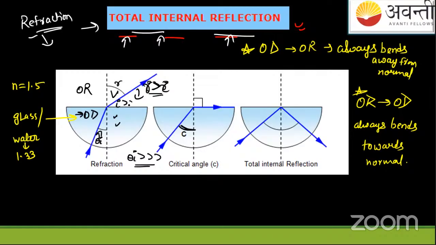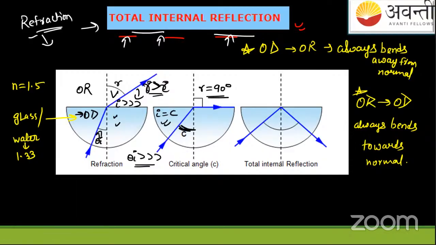So if I increase I, what's going to happen? R will increase. So at a certain limit of this I, that is equal to C angle, which is known as critical angle, the angle of refraction will be 90 degrees. Okay. So at a certain limit of I angle, that is equal to C, which is critical angle, the angle of refraction will be 90 degrees.